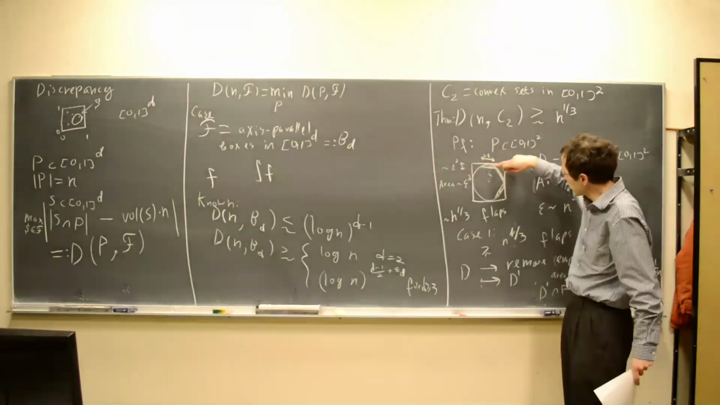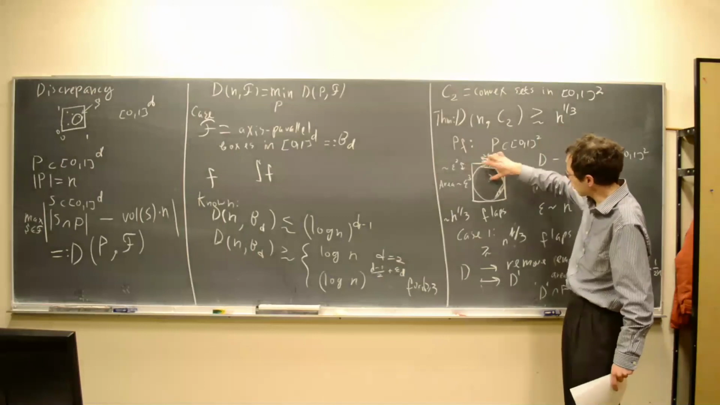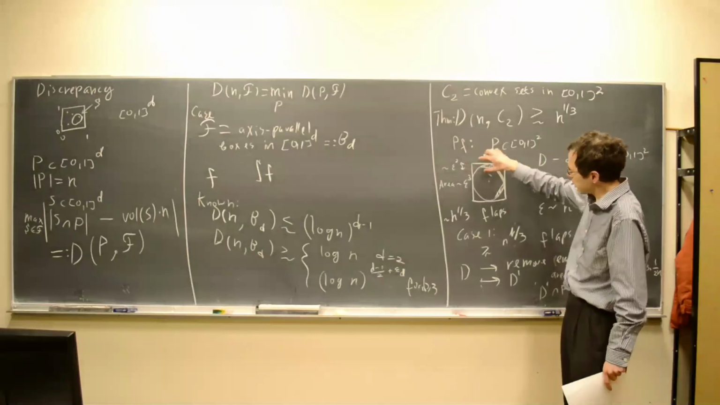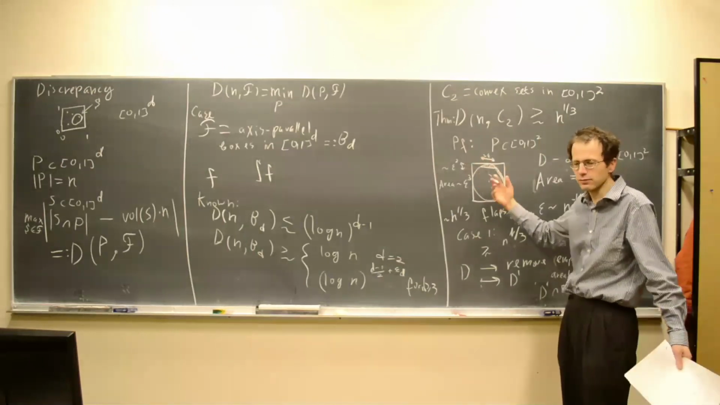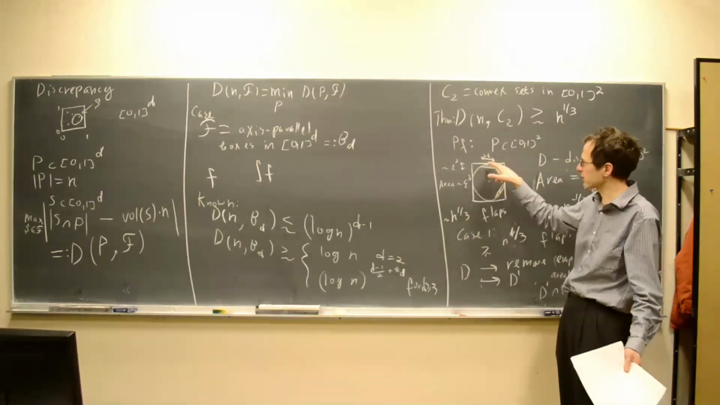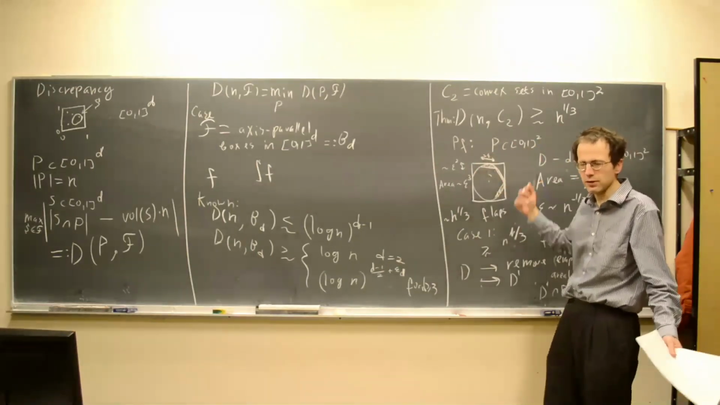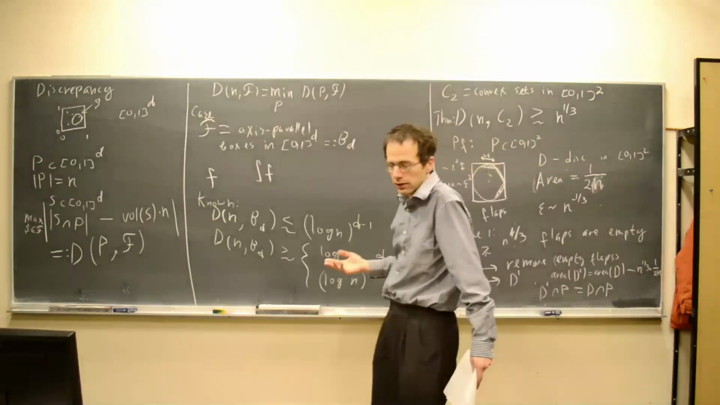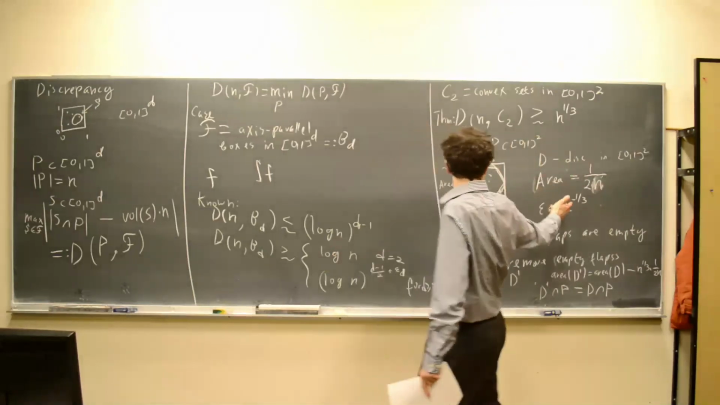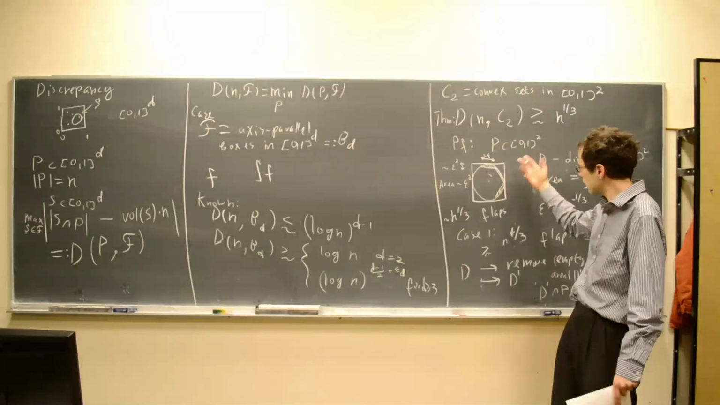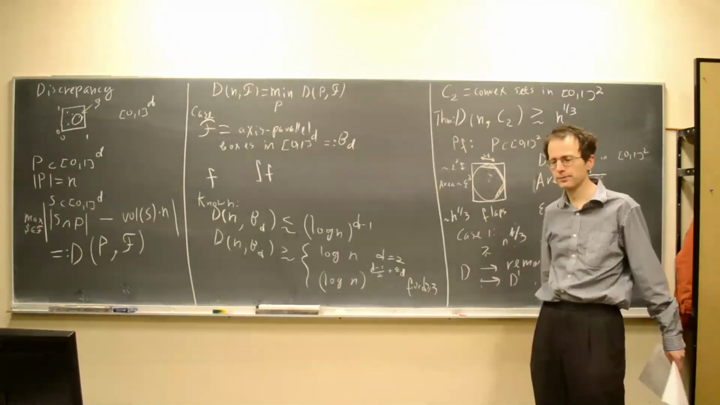So how many disjoint flaps of size epsilon do I have? Something like 1 over epsilon, maybe with some constant there, because this is an approximation. But my epsilon is n to the negative 1/3, so I get n to the 1/3 flaps. So I get so many flaps.